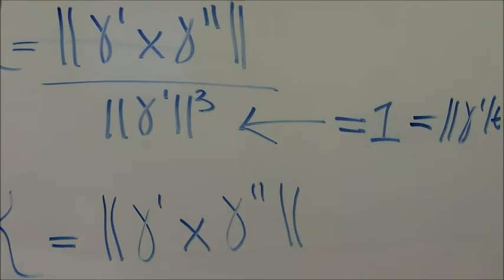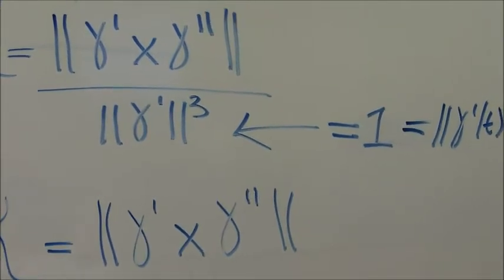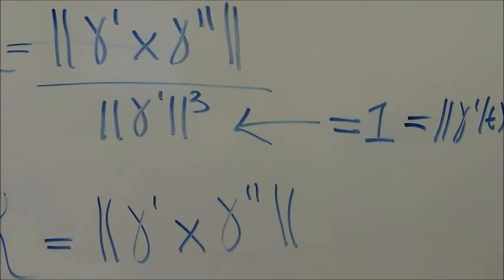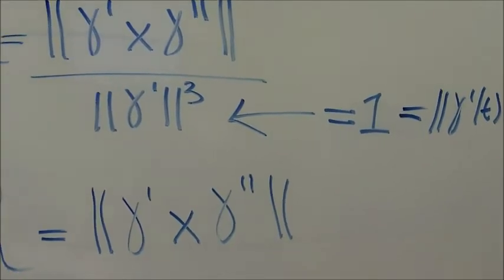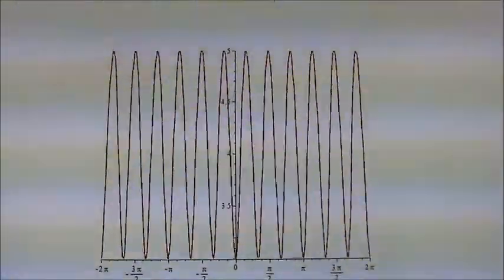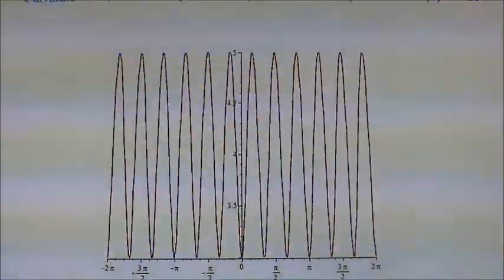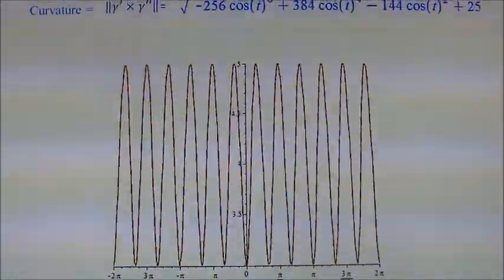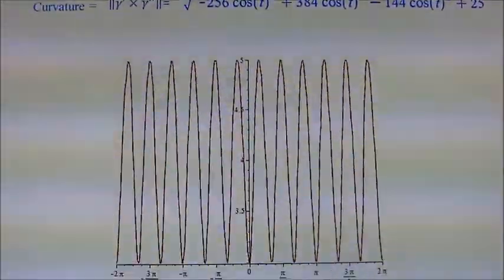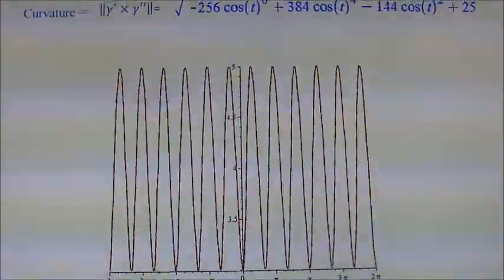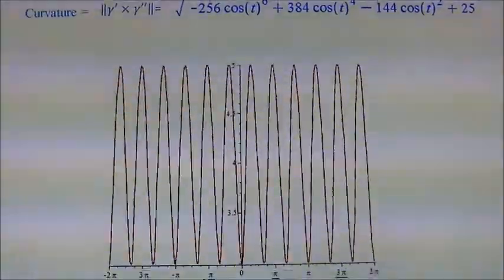The second derivative is the same as the plane curve. However, we've now added our z component, which is the second derivative of the z component, which equals minus 3 sine of 3t. We have now calculated our curvature for our space curve. This equals the square root of minus 56 cos to the power 6 plus 384 cos to the power 4 minus 144 cos squared plus 25.